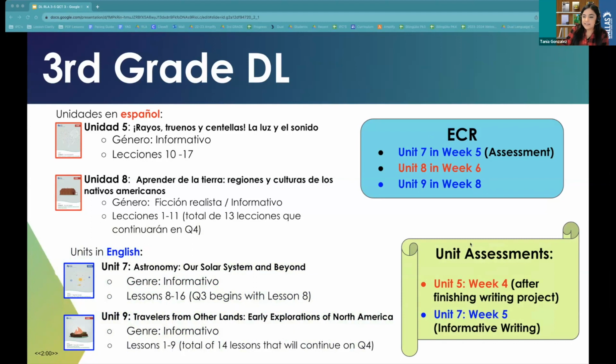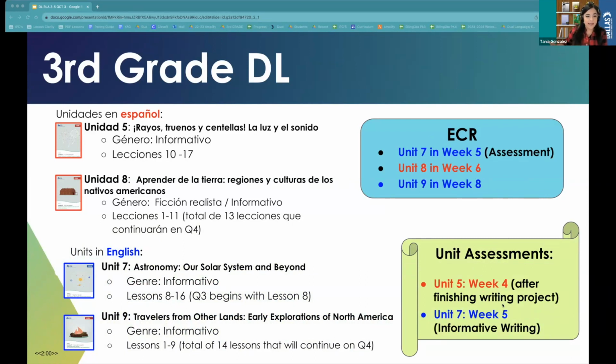The unit assessments for this quarter 3, the assessment for Unit 5 will be in week 4. Amplify suggests that you begin your assessment during lesson 14. When you do lesson 14, you will notice that during the reading block, Amplify suggests that you do the assessment, but it is lesson 14.